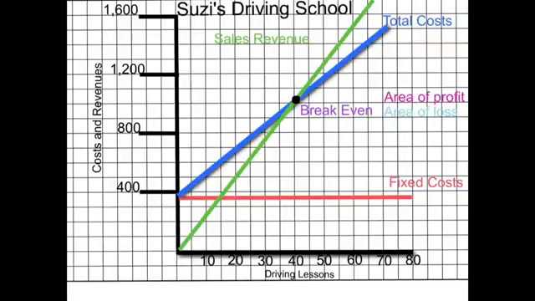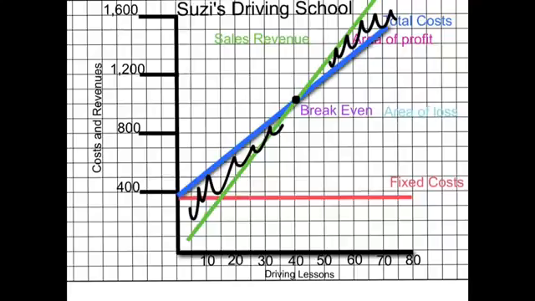Everything to the right of the break-even point is an area of profit. And let's remember to label that as well. And everything to the left of the break-even point is an area of loss. You should always check your calculations using a formula.